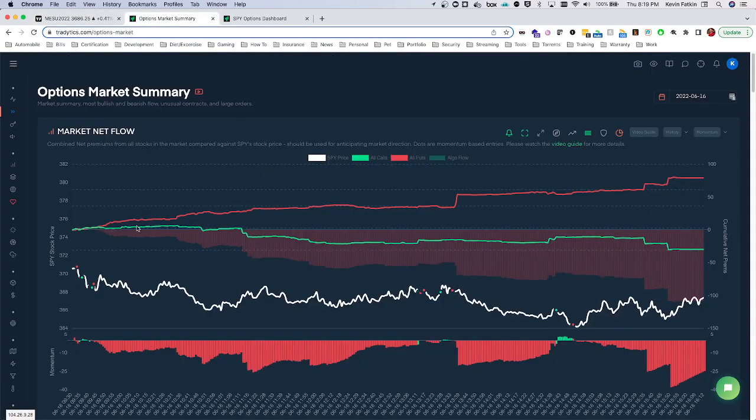It just gives you a lot of extra conviction when you have some sort of deeper insight into the market, whether it be Bookmap or flow data or something like that. And you can see in this case, my tool of choice is market net flow.